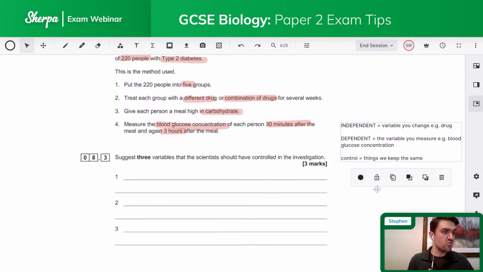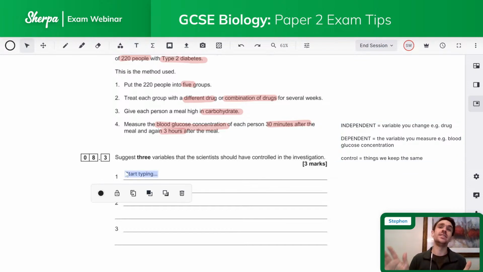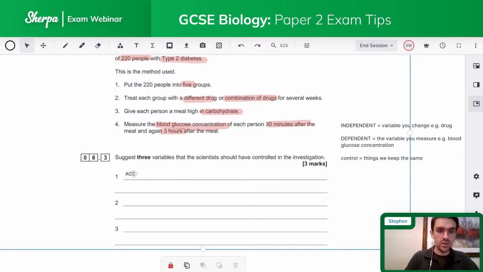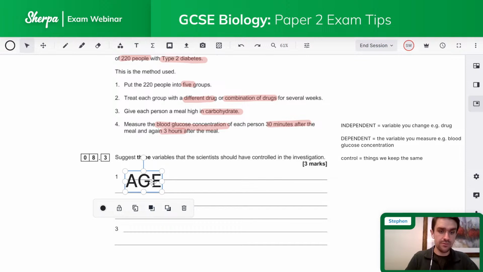So we're able to say 3 control variables. Now there can be literally anything. It's a fantastic question because there's 15 different things you could write for it. So think about the experiment and think, what does it involve? And what do I need to keep the same? Importantly, we've got people in this experiment, and all people are different. So we need to keep the age of the participants the same. We don't want really young people and really old people because the effect might be different for different age groups.